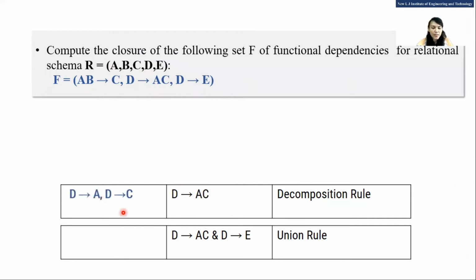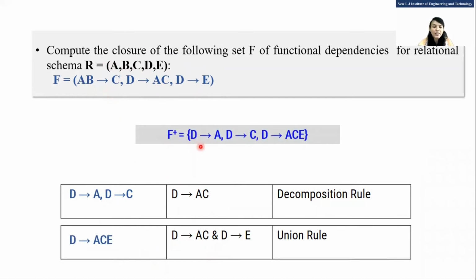So as you can see here, I will decompose that with the union rule. As D determines AC and D determines E, I can combine. So here D determines A, C, E. So this is how you are getting a new dependency from this given dependency. So my F plus will be D determines A, D determines C, and D determines A, C, E. So I hope that now you are very clear on how to find the closure set of functional dependency.